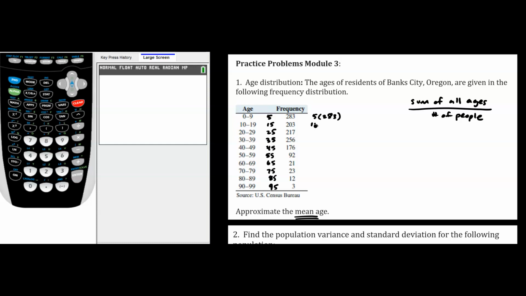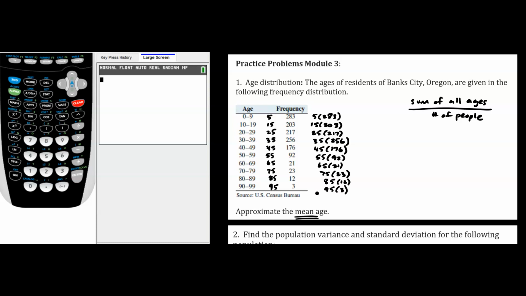So we'll have 15 times 203, 25 times 217, 35 times 256, 45 times 176, 55 times 92, 65 times 21, 75 times 23, 85 times 12, and the last one, 95 times 3.